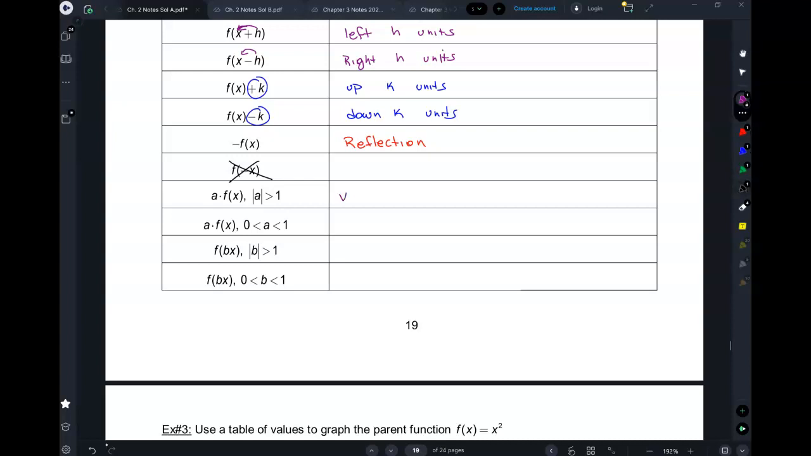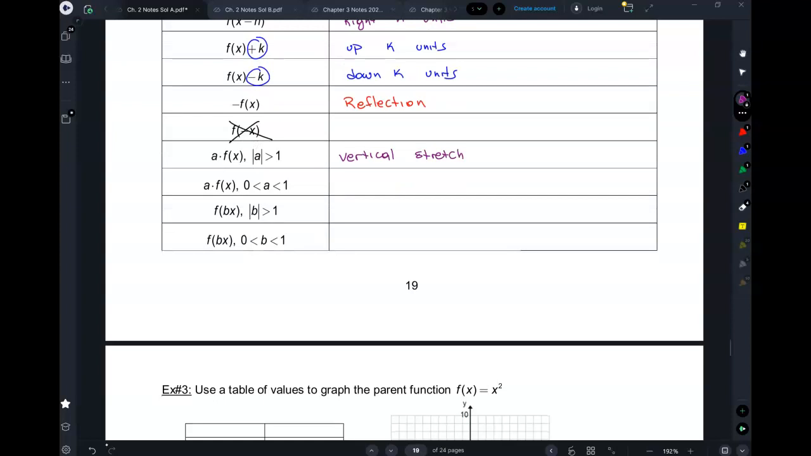This next one. So, how do we know? You have a number in front. And it's greater than 1. It's a vertical stretch. If that number in front is between 0 and 1, it's a vertical compression. So anytime it includes less than 1, it's going to be a compression. And then cross out the rest.